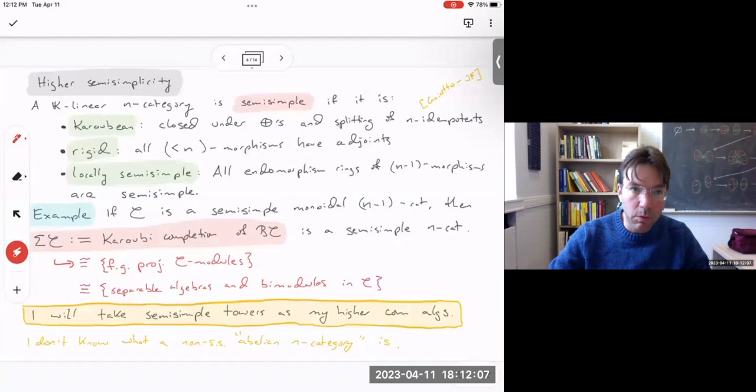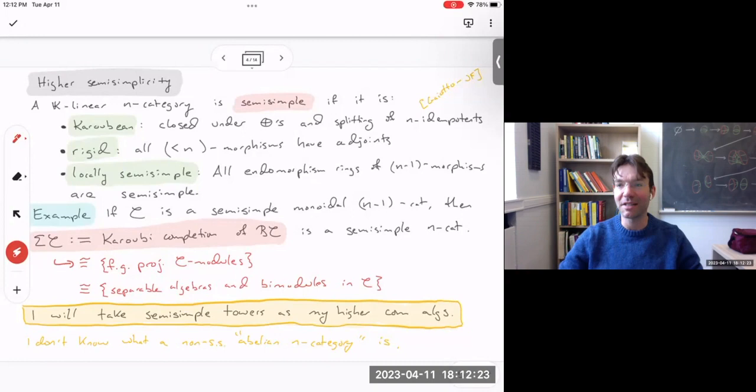That's too big of a world for me. We're still working on how far we can go. We don't know what an abelian category, an abelian higher category is. It's not at all clear what the word abelian should mean, at least not to me, for an abelian three category. But I do know what a semi-simple three category is. And so that's where I'm actually going to work.